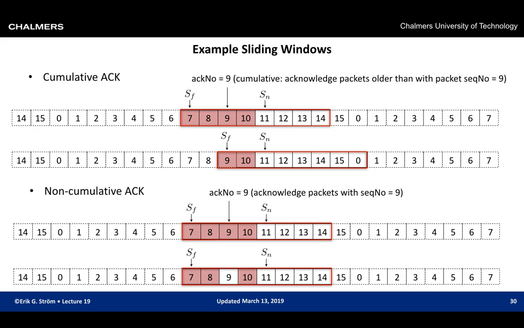Okay, so for instance, if we have a send window that looks something like this, and we receive an acknowledgement with acknowledgement number 9, this means, if it's cumulative, that it acknowledges all packets which are older than the packet with sequence number 9. So if we get an acknowledgement with number 9, it means the receiver says, okay, I received 8 and 7. I still have not gotten number 9, which means that the send window can be slid, but we need to keep number 9 because this has not yet been received.